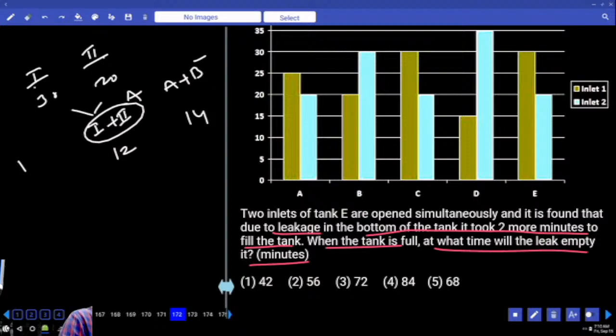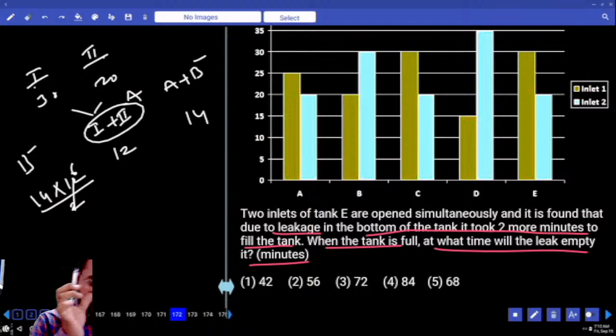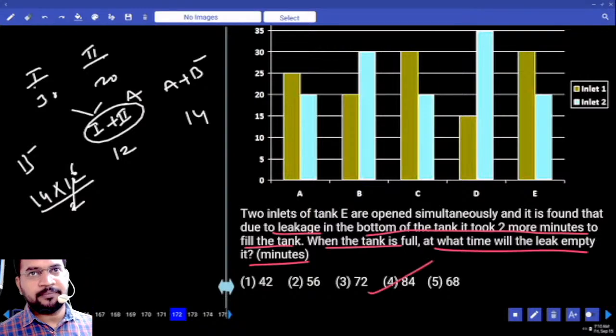So they are asking for the empty pipe alone. Empty alone, how many minutes? So A alone we know, A and B together we know. Then if you want B alone, we go for x y by y minus x. That is 14 into 12 by 14 minus 12. 2. 2 how many times? 6 times. 14 sixes are 84.